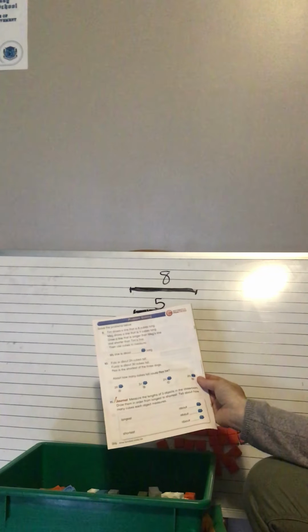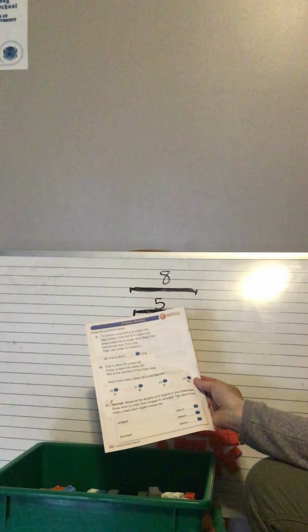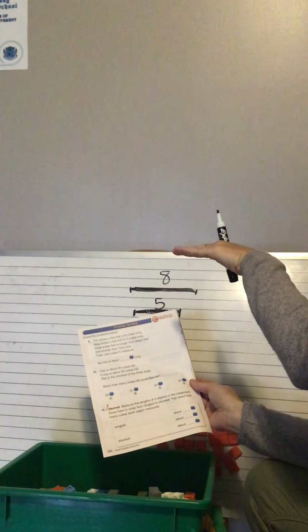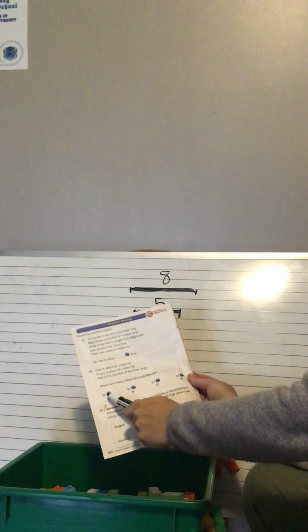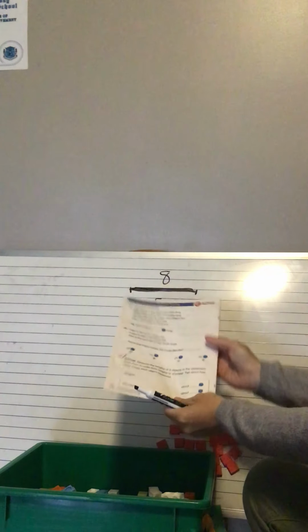Number 10 says Fido is about 24 cubes tall. Fuzzy is about 30 cubes tall. Rex is the shortest of the 3 dogs. So we've got 30, 24, and then shorter than that. What number would be smaller than 30 and smaller than 24?